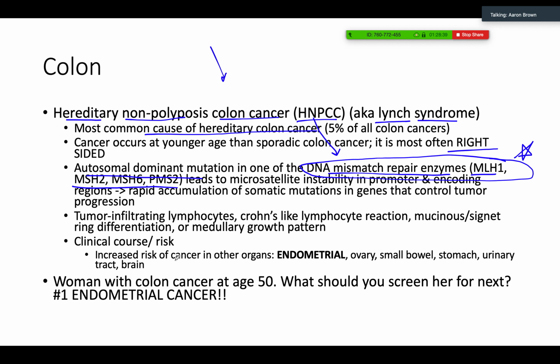And so you have increased risk of cancer both in the colon as well as endometrium, ovary, small bowel, urinary tract, and brain. Okay? So if you get a woman with colon cancer at age 50, what do you screen her for next? Endometrial cancer. You're really concerned because of that strong connection between Lynch syndrome, aka HNPCC, and endometrial cancer. Okay, great.